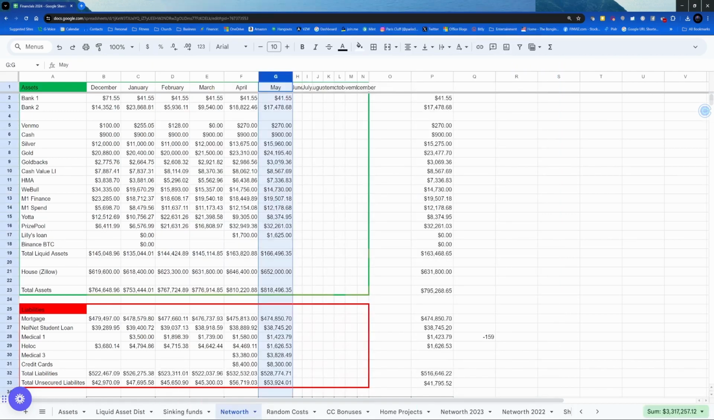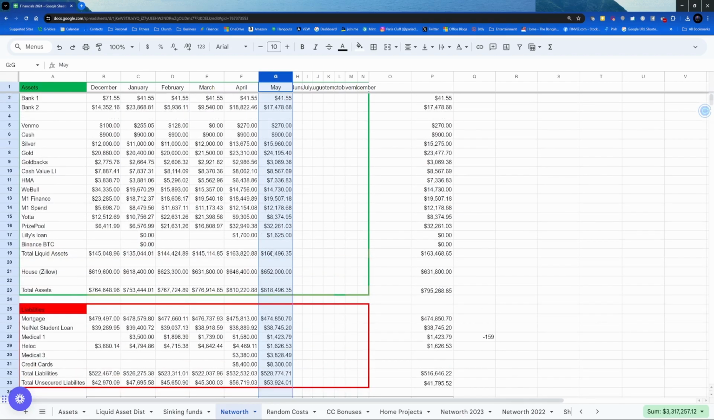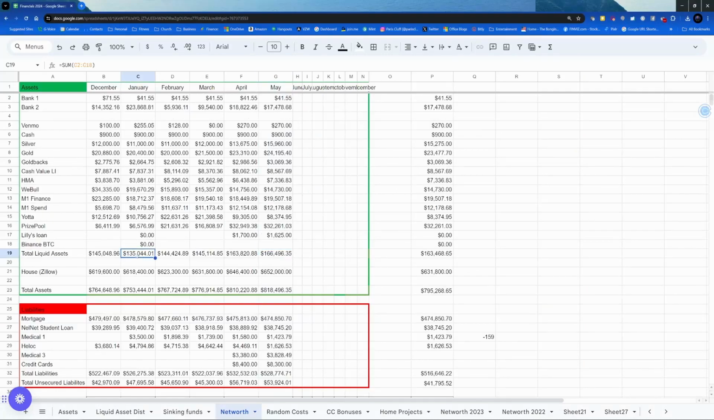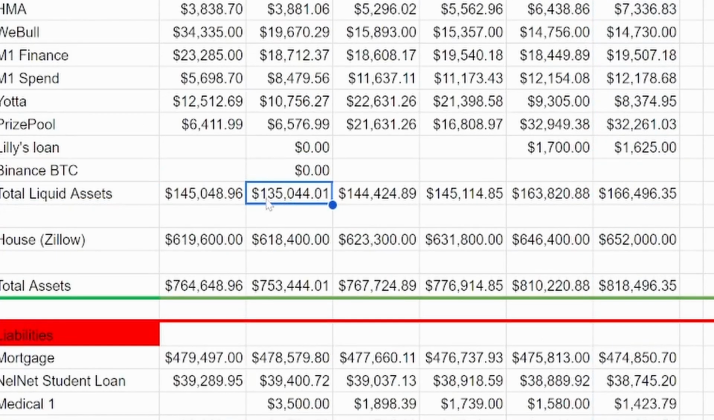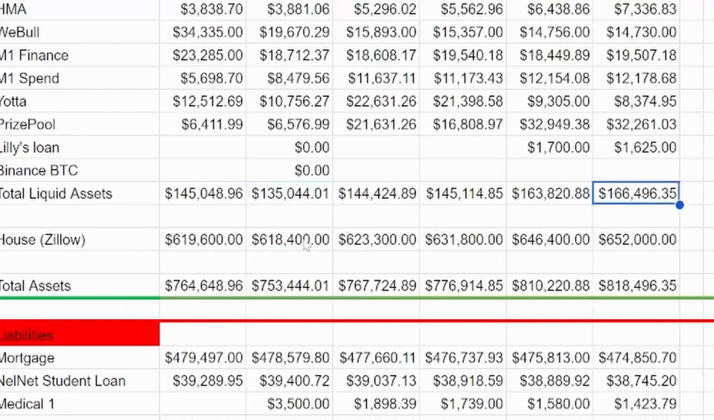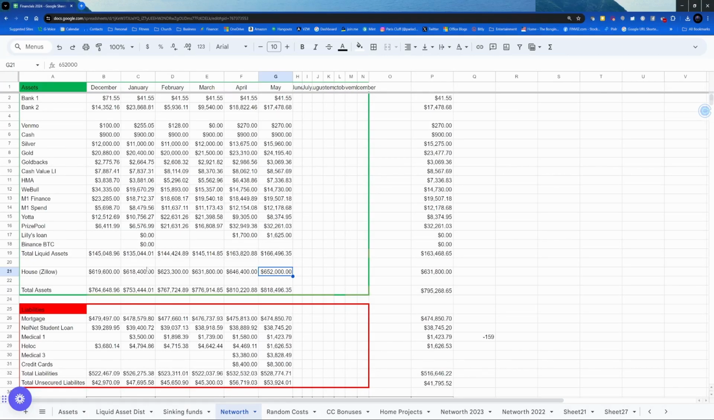So this is May, and this is what I did in May. You can see here that my total liquid assets in May were $166,000. In January, my total liquid assets were $135,000. So you can see right there a significant amount of growth. I'll show you the percentages here in a minute. My house grew from 618 value to 652 value. So that's why I keep track of my house separately.